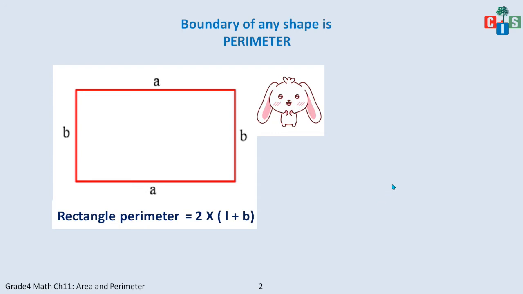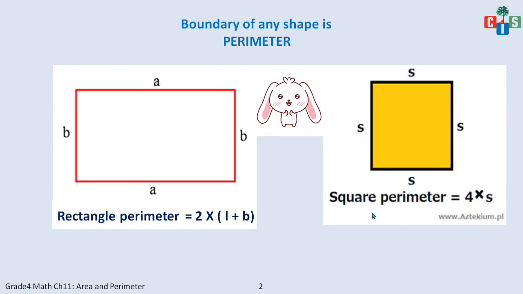Now the next we saw is the perimeter of the square. The same logic we will apply. Perimeter means boundary, so S plus S plus S plus S. So 4 times S will give me the formula 4 multiplied by S. So this is the perimeter of a square.